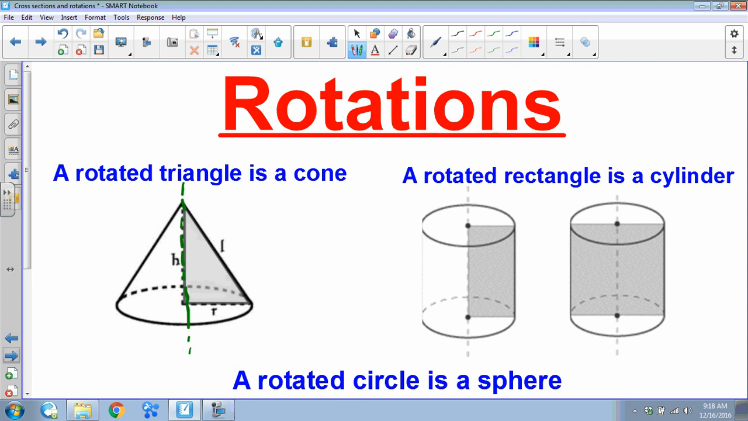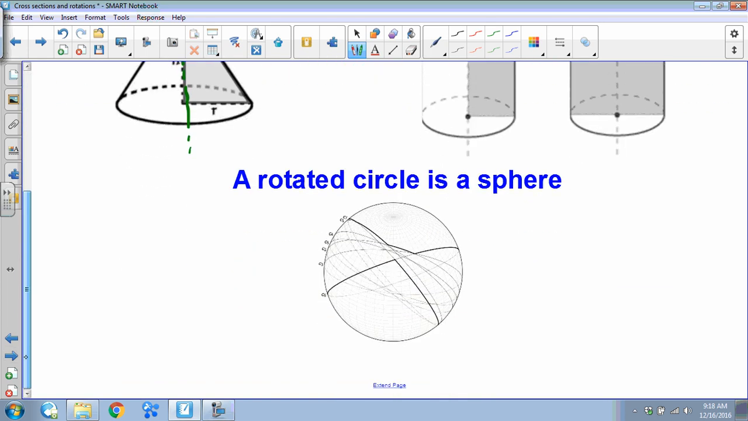All right? And any circle rotated forms a sphere, and they're rotated around the center also. Okay, so it's really only the rectangles that you have to be careful with where it's rotated, because that changes the dimensions of the cylinder. All right.